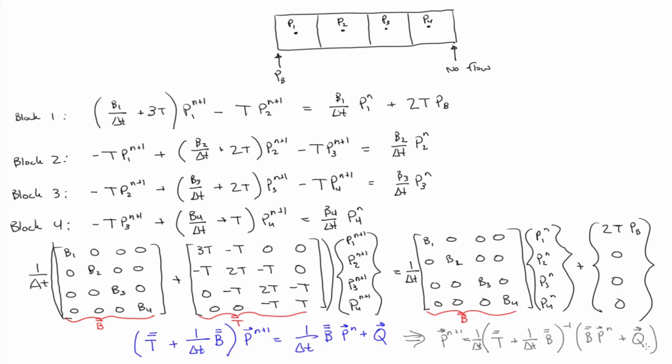Wouldn't the Q vector get multiplied by 1 over delta T? Oh, you're right.